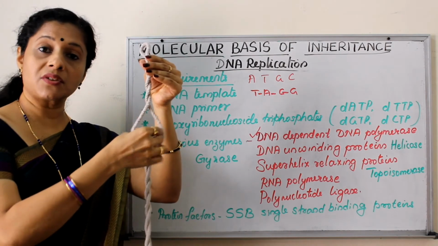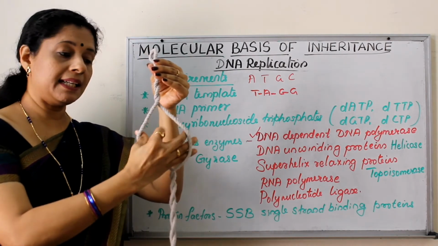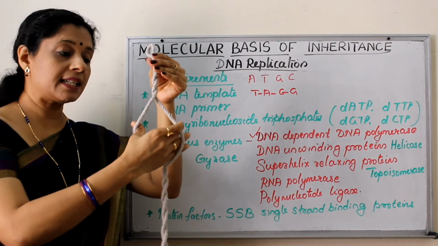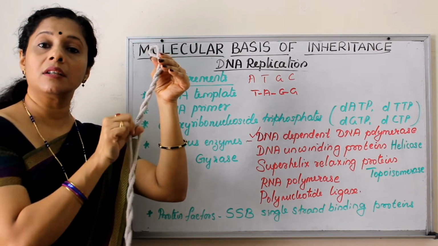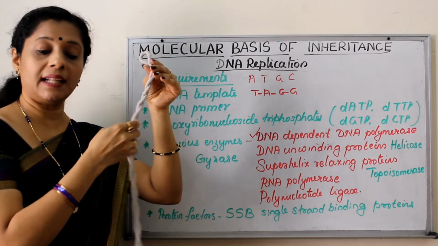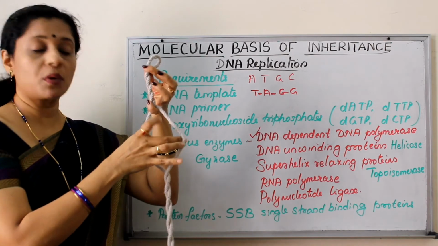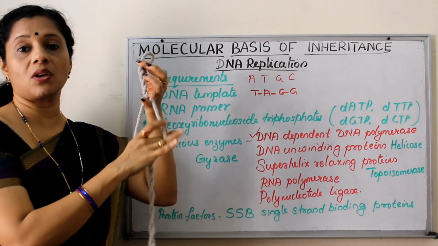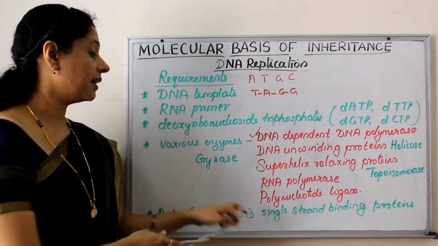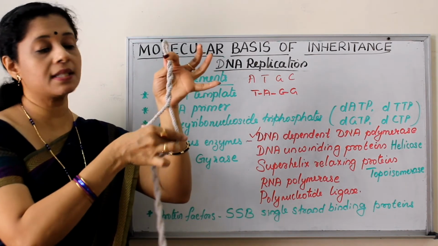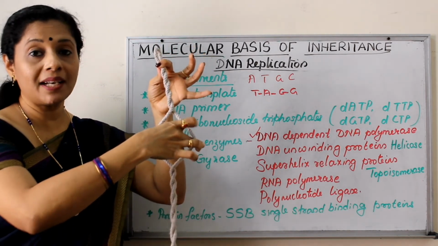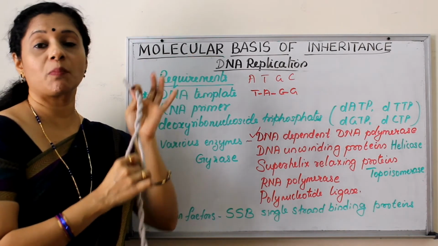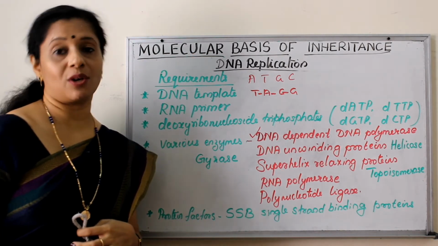That is, if this strand is separating out, but these strands are complementary, so there is a chance that they can come and join back. So to prevent that, certain proteins come and attach on both the sides, called single strand binding protein, because they bind to a single strand so that it will prevent it from rejoining. So protein factors are also required for this process.